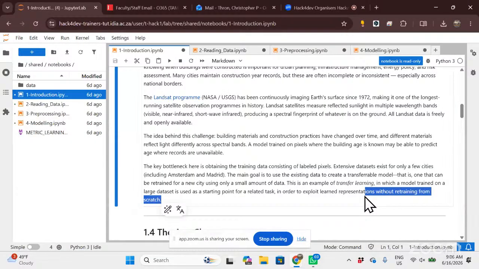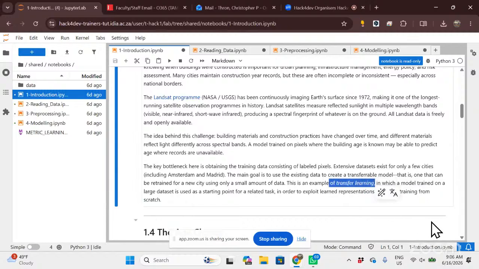But in order to identify building age, you also need some building age data to train your model, and this is difficult. So the main goal is to use existing data to create a transferable model. And this is what I called create model in the presentation yesterday. So we want a model that can be transferred from existing cities to new cities with minimal amounts of data. This is an example of transfer learning.